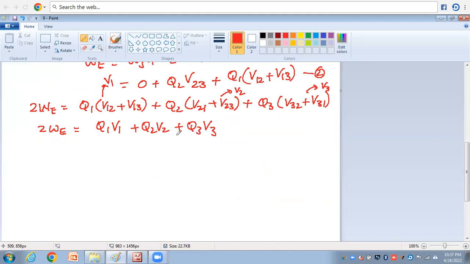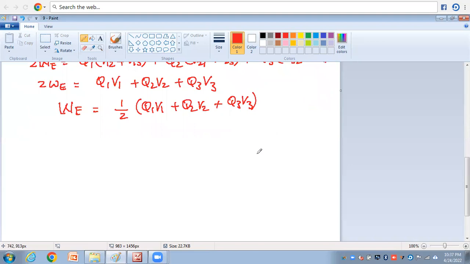Now this is extended somewhat. Now we may write like this: WE, energy density. WE equal to 1 by 2 within the brackets Q1 V1 plus Q2 V2 plus Q3 V3. That's it. This is the expression where V1, V2 and V3 are total potentials at P1, P2 and P3 respectively.